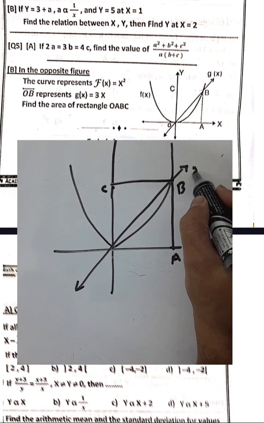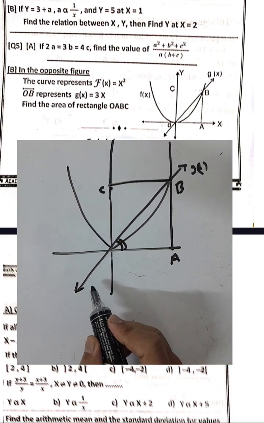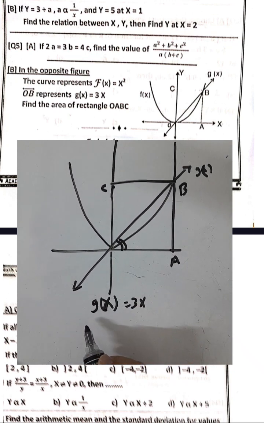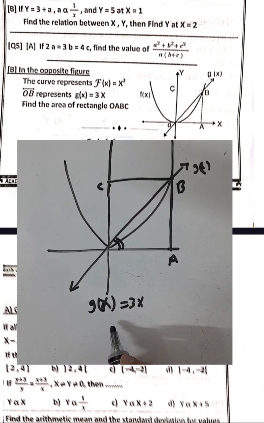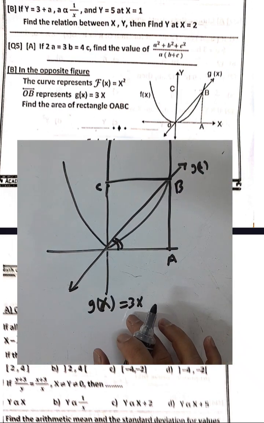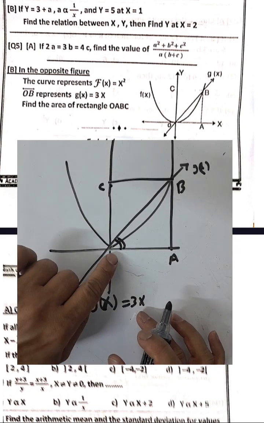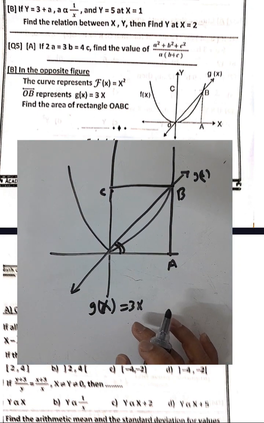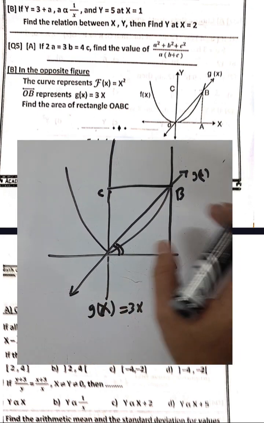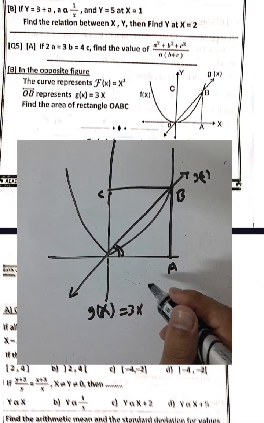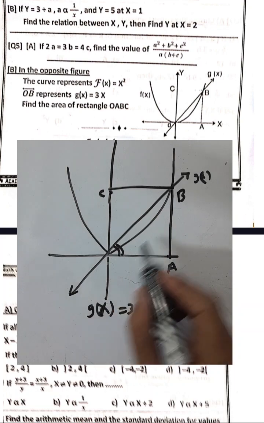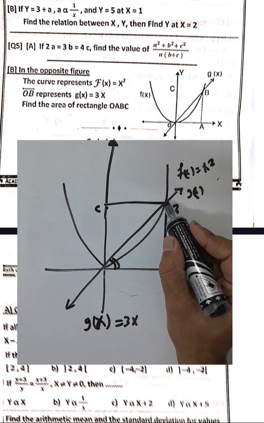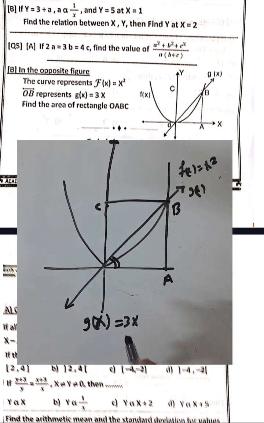And he gives us this function g of x passing through the point here, and g of x was equal to 3x. It means the coefficient here equals 3, and you can find the slope of this function. The slope equals tan theta equals 3, the slope of this straight line. You want to find the area of the rectangle here. This function g of x equals 3x, and the rectangle here, and this function was f of x equals x power 2. They intersect at this point. First function and second function intersect at this point.